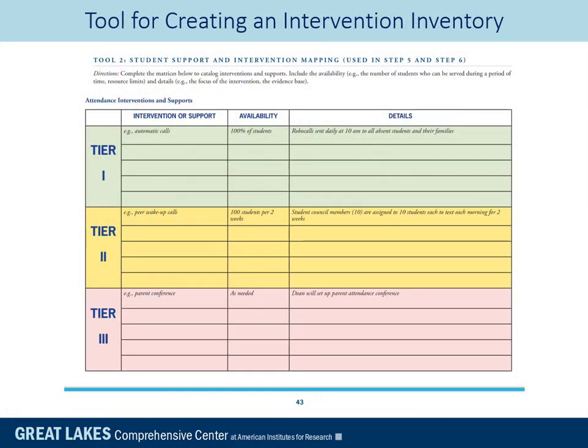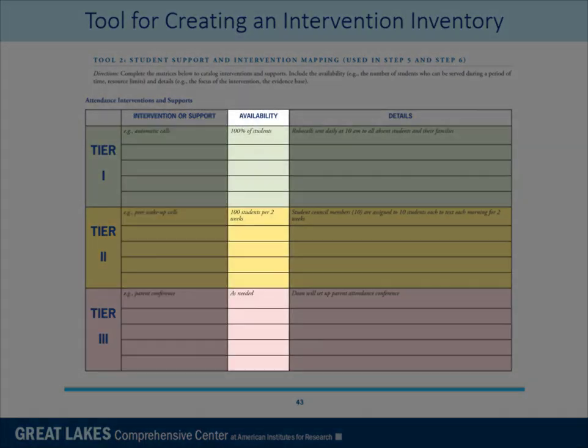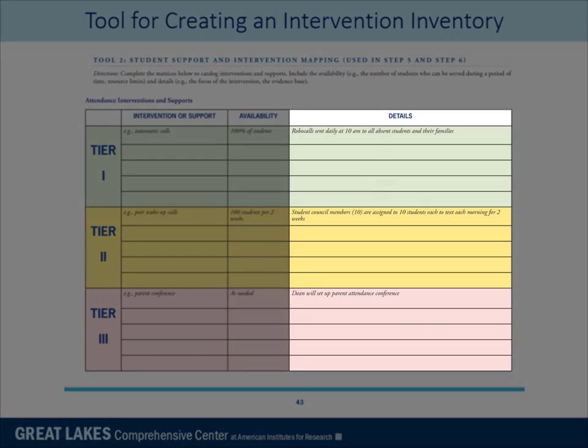The Student Support and Intervention Mapping tool, seen here, is included as Appendix B in the 2017 Michigan EWIMS Implementation Guide. In the tool, EWIMS teams record the name of each intervention or support, the availability, that is, the capacity or number of slots or seats the intervention has, and other details, such as when and where it meets, who runs it, and any entrance or exit criteria or procedures.